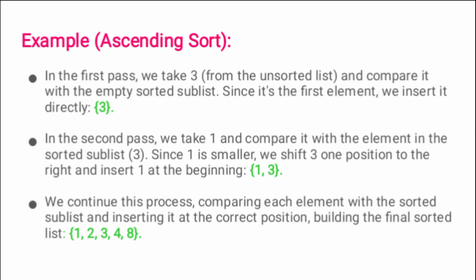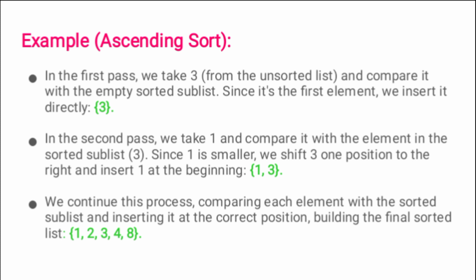Here is one simple example in ascending order. Let's consider a list that includes 8, 3, 1, 4 and 2. In the first pass, we take 3 and compare it with the empty sorted sublist. Since it is the first element, we insert it directly: 3. In the second pass, we take 1 and compare it with the element in the sorted sublist, that is 3.